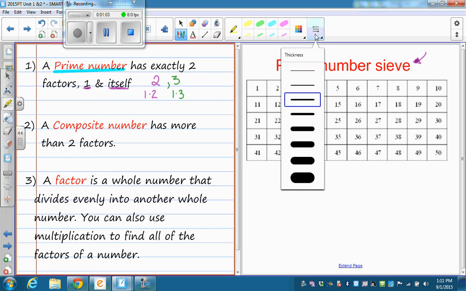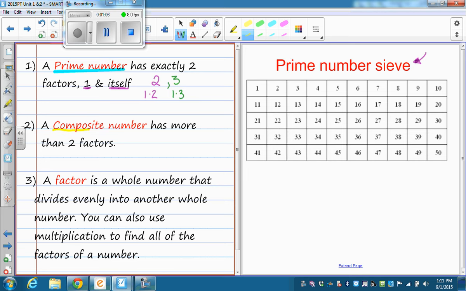So in order to understand primes a little bit better, it's nice to think about what it means to be composite. A composite number has more than two factors. We've done lots of examples of composite numbers in class. For example, six is a composite number because the factors of six are one times six and two times three. And six, therefore, has four factors. So six is not prime, and it is composite.